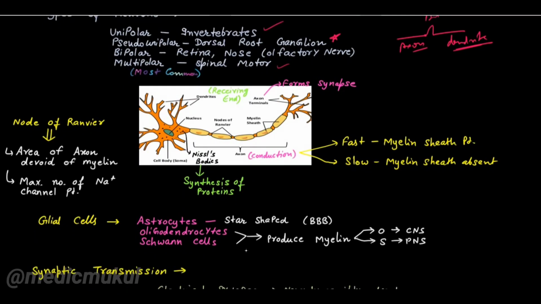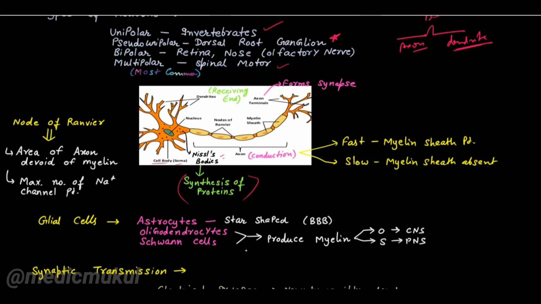So here you can see the structure of a neuron. We have the dendrites, then we have the cell body, which we also call the soma. In the soma we have Nissl's bodies or Nissl's granules. Remember, they are for the synthesis of proteins, because they contain ribosomes. Nissl's body: again, ribosomes, protein synthesis.